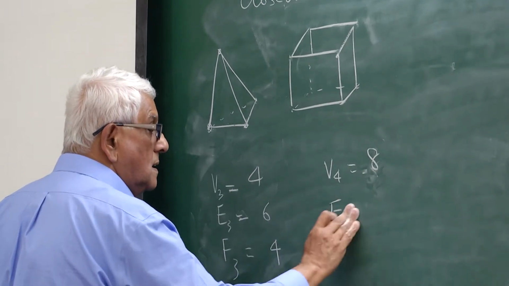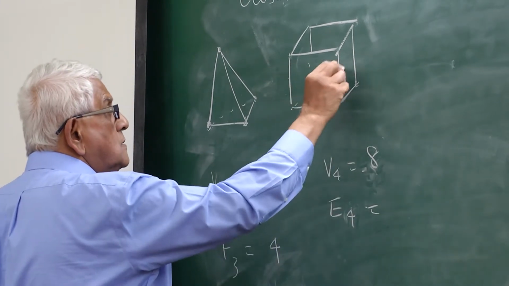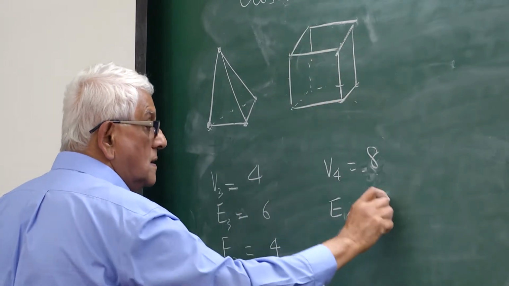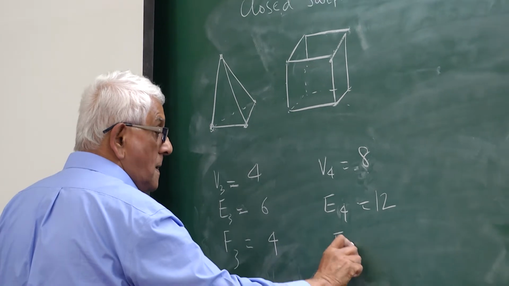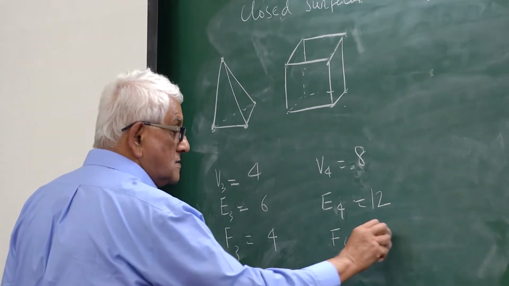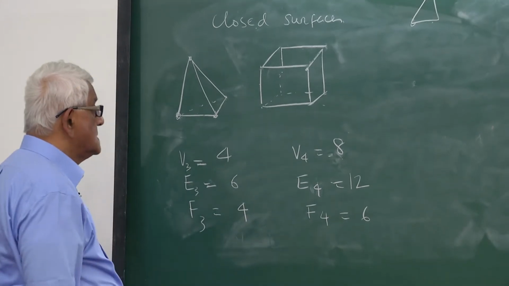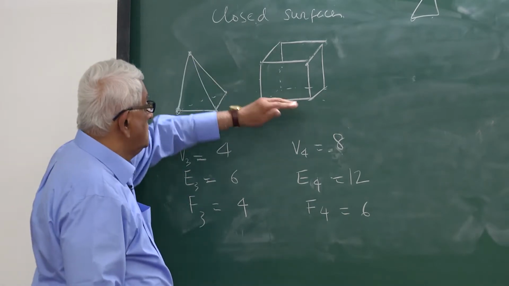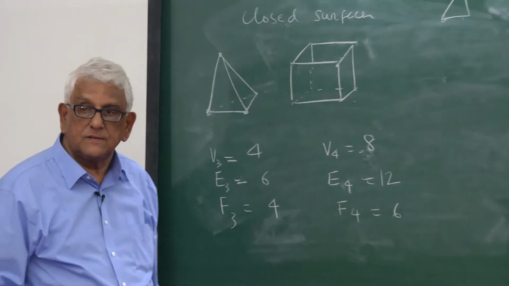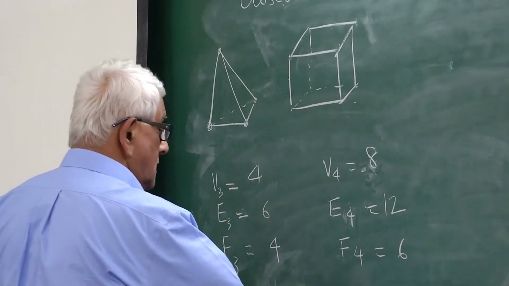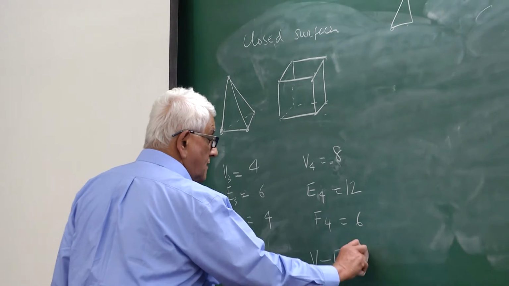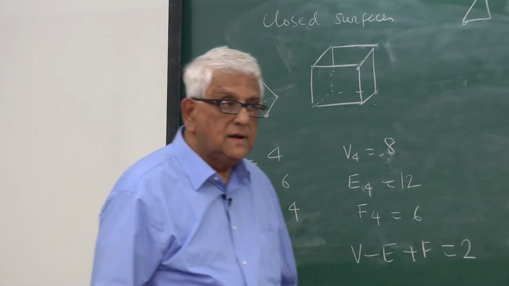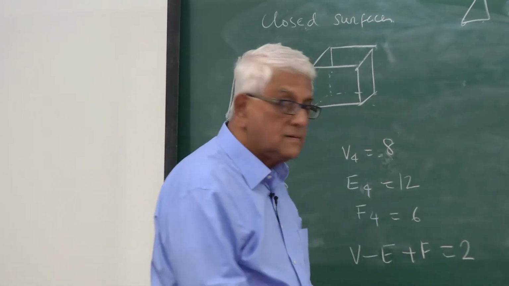Edges are 1, 2, 3, 4, 5, 6, 7, 8, 9, 10, 11, 12. The number of faces is 6: 1, 2, 3, 4, 5, 6. So, again what we find is V minus E plus F is 2. So, this result is called the Euler characteristic.